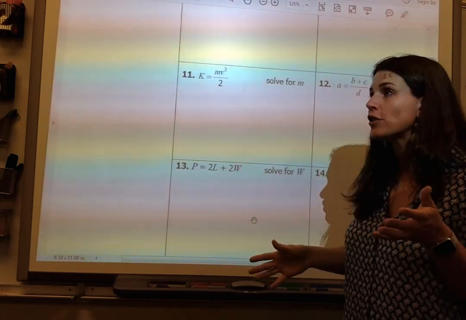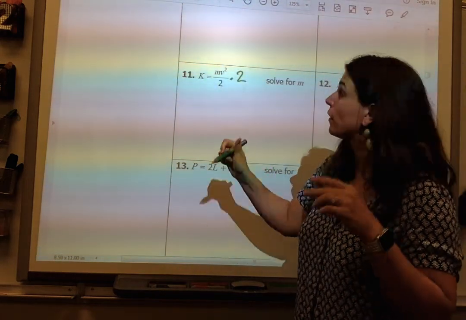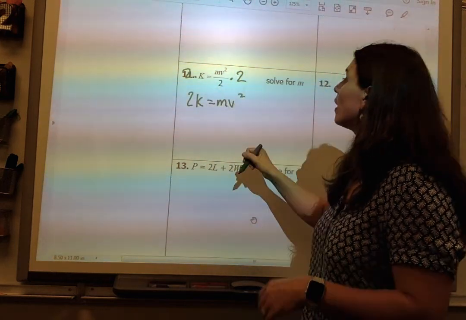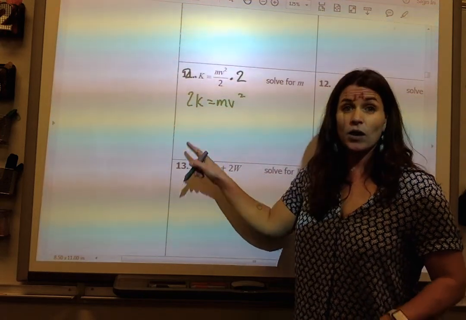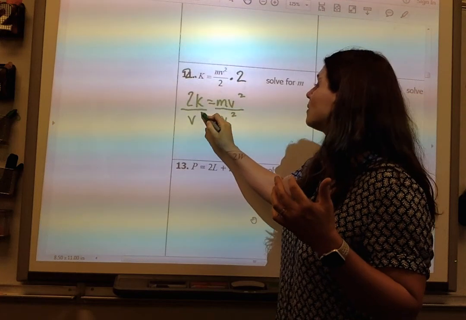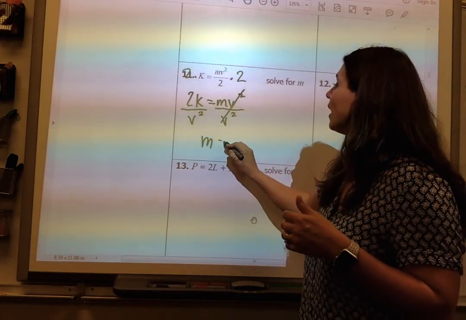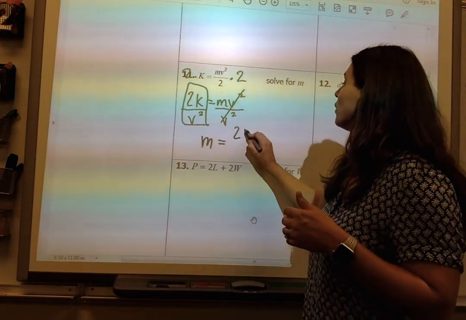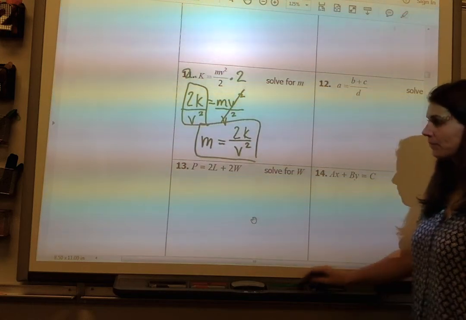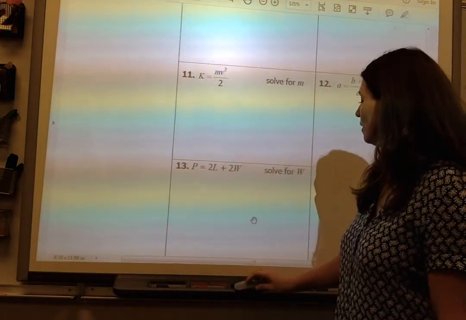I'm going to clear out my fraction first, and to do that, I'm going to multiply both sides by 2, multiplicative inverse, and I get 2k equals mv squared. I'm solving for m here, so I'm going to get rid of v squared, and to do that, you divide both sides by v squared. And now my v squareds cancel out, and m equals 2k over v squared. Okay? All right. Let's take a look at number 13.